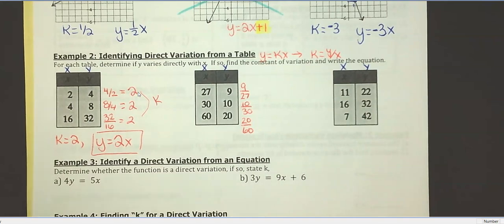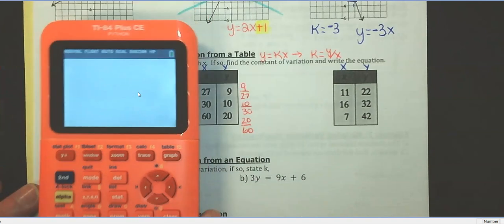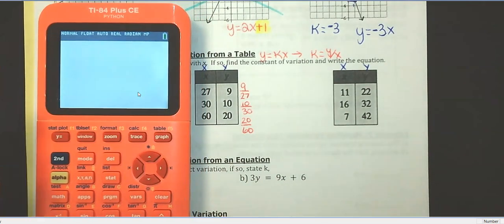Now, for all these, if you guys are not in the mood to deal with the fraction, I want to remind you of a button on your calculator if you want to use it, because I use it all the time.